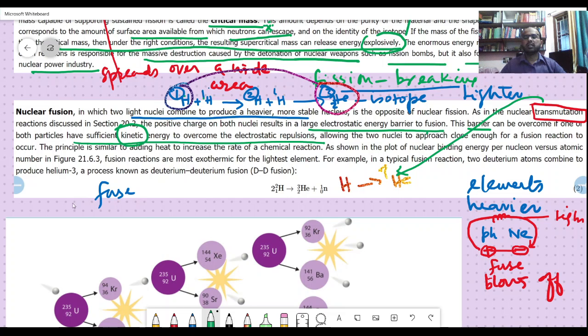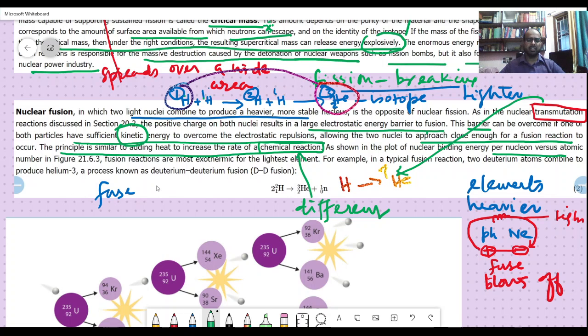So you require a different facility to make a slow particle into a fast-moving particle, so that it has a very high kinetic energy and overcomes the electron repulsion, allowing the two nuclei to approach close enough for a fusion reaction to occur. The principle is similar to adding heat to increase the rate of a chemical reaction. Remember, this is what I have been telling you to differentiate a nuclear reaction from a chemical reaction. So here also they are using heat to bring about a change, as shown in the plot of nuclear binding energy per nucleon versus atomic number in the figure.